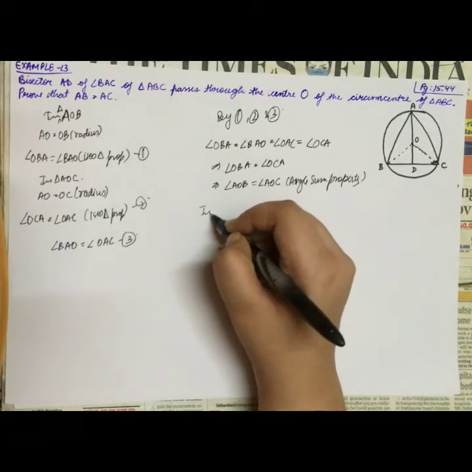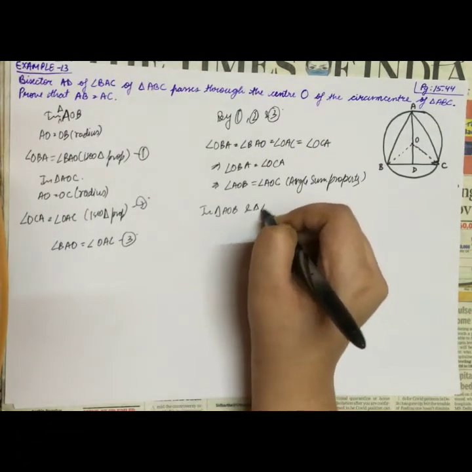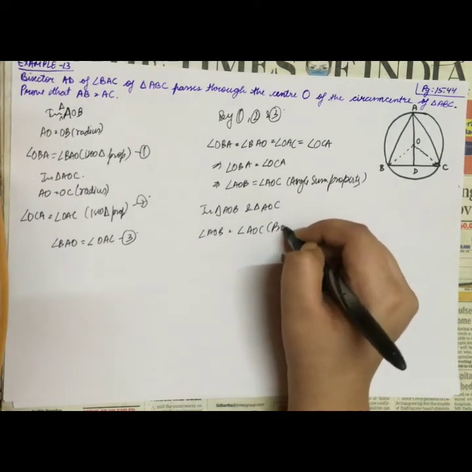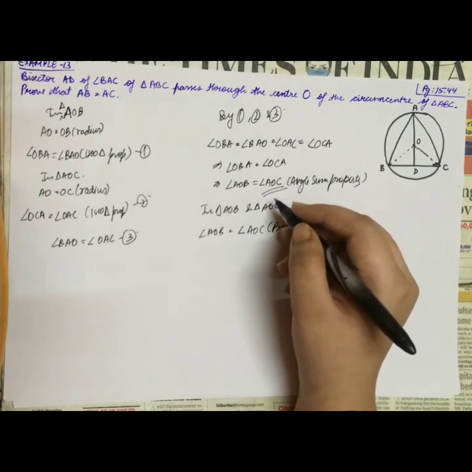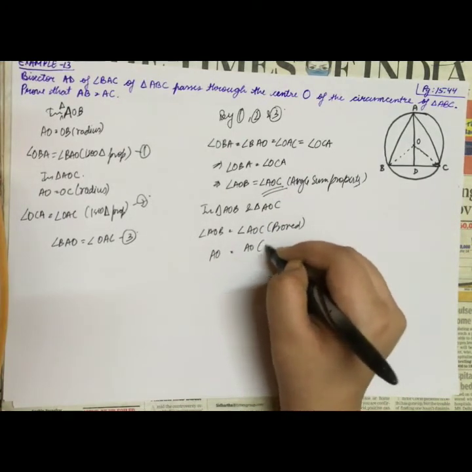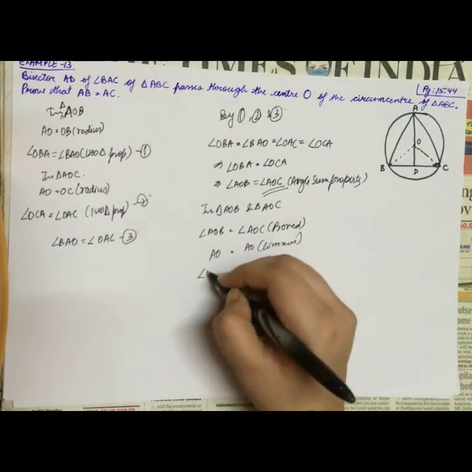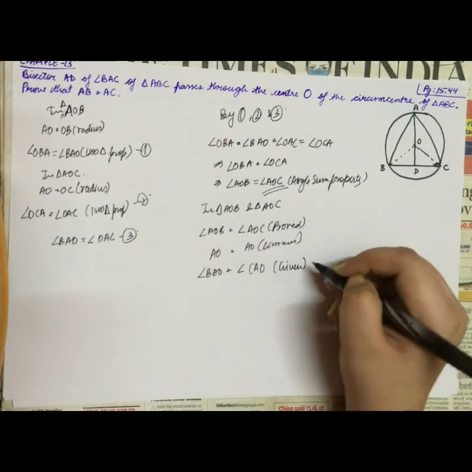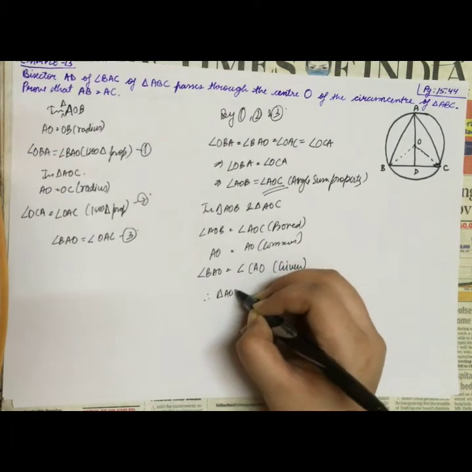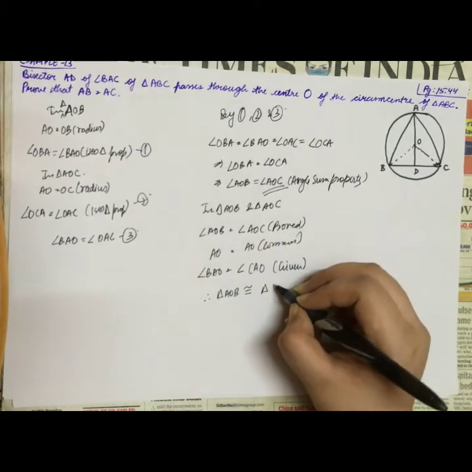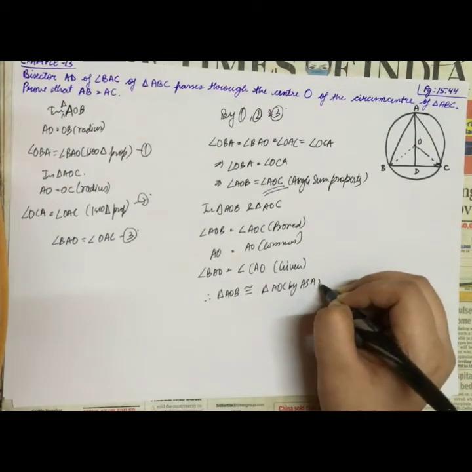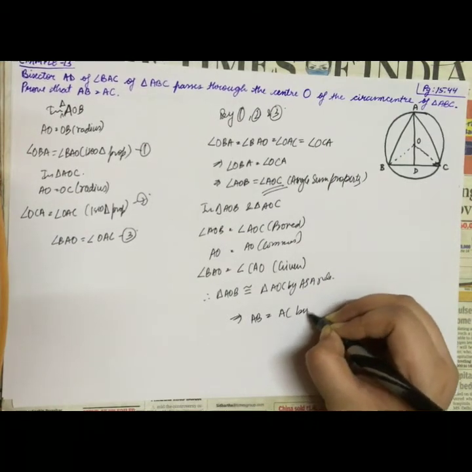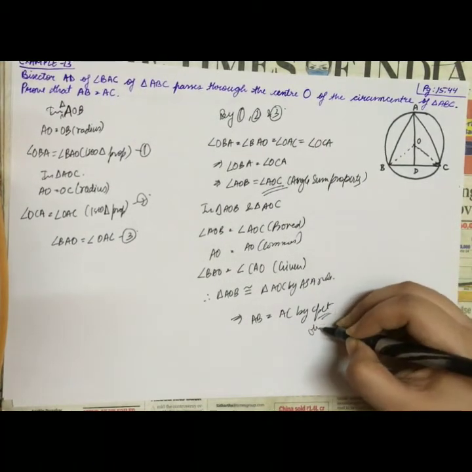So now in triangle AOB and triangle AOC, angle AOB is equal to angle AOC, which we have proved above. AO is equal to AO, common. Angle BAO is equal to angle CAO, as it is given to us. Therefore, triangle AOB is congruent to triangle AOC by ASA rule. Therefore, we can say that AB is equal to AC by CPCT. Hence proved.